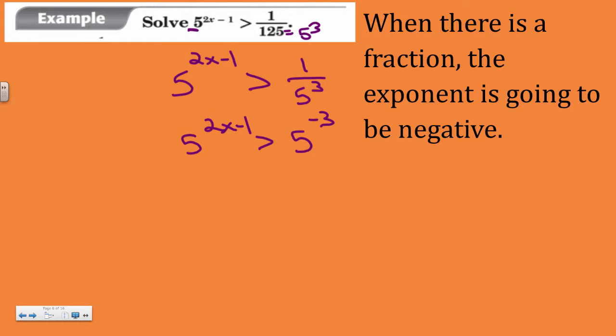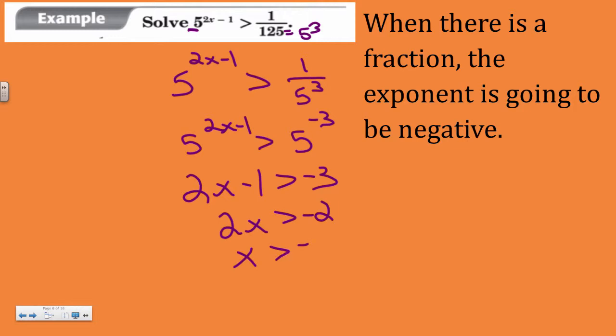If you remember the properties of exponents, when I'm dividing, I subtract the exponents. So in this case, having the 5 to the third on the bottom, when I subtract it, it would be 5 to the negative third on the top. Now I can use this to get rid of the bases, and I can solve for x. So in this case, x has to be greater than negative 1.